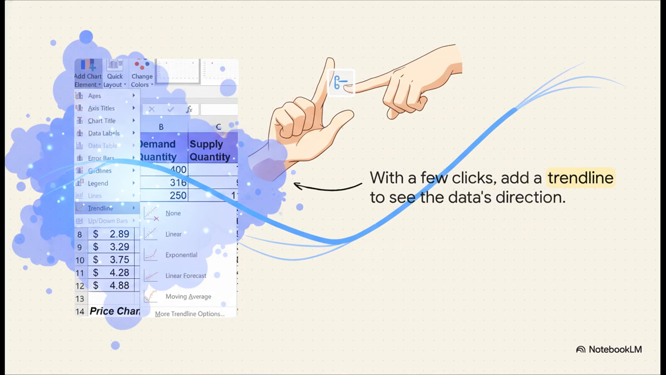See, it's not some buried, complicated feature. With just a couple of clicks, you're telling the program to draw a line that shows the general direction of your data. This is how you level up from just plotting points to actually analyzing the relationship between them.